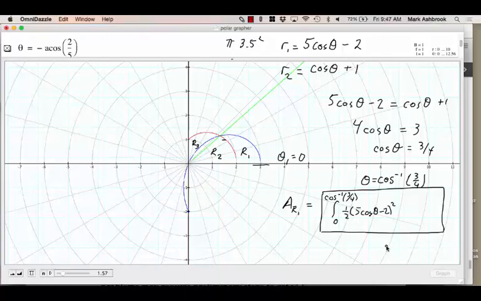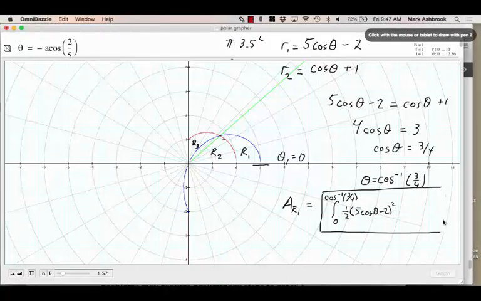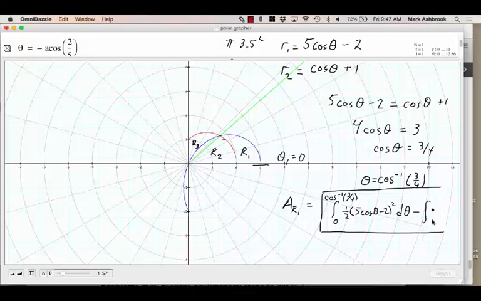So then how are we going to get R1 out of that? I got to subtract a whole other area, right? What area am I going to subtract? Same bounds. I'm going to do 1/2, what? Cosine theta plus 1 squared d theta.